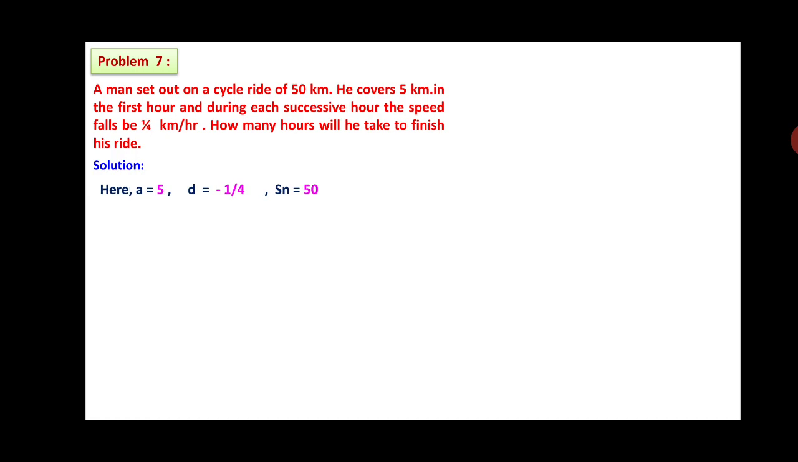A is 5 here. D is minus 1 upon 4. I just told that it is falling. Speed is falling means it is negative. Therefore, Sn is here 50. Let the number of hours required to finish the ride be n.